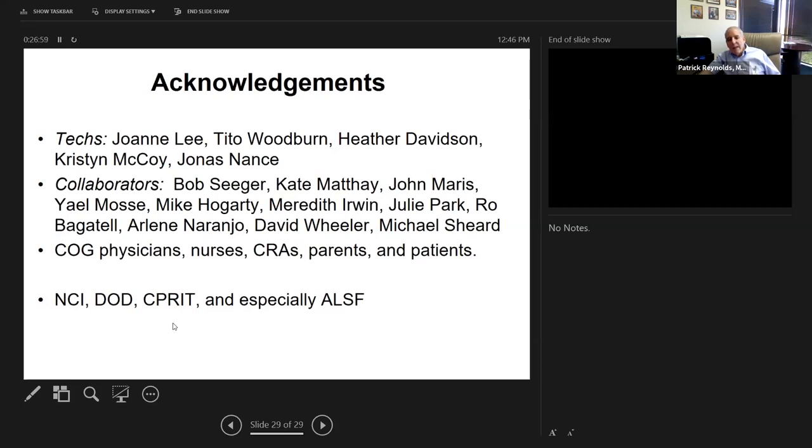And of course, nothing could happen without funding, and we have funding for characterizing these from government resources, but especially from ALSF, which has made this repository something that goes on and is able to distribute these models to all of you. So I will end with that and look forward to the questions.